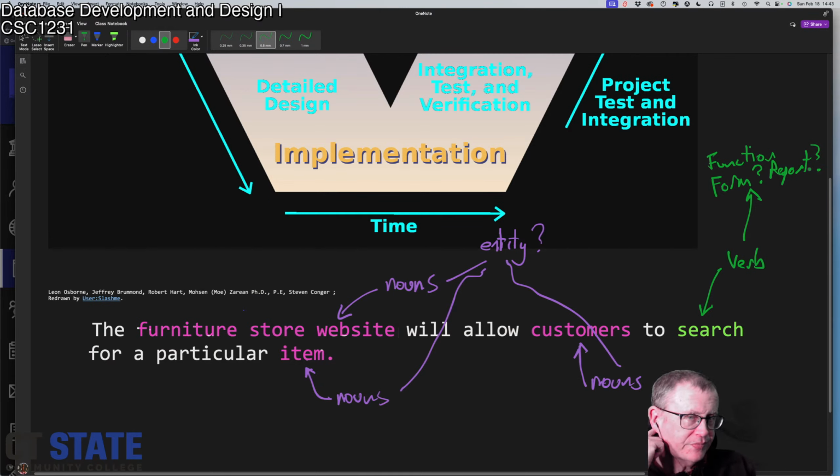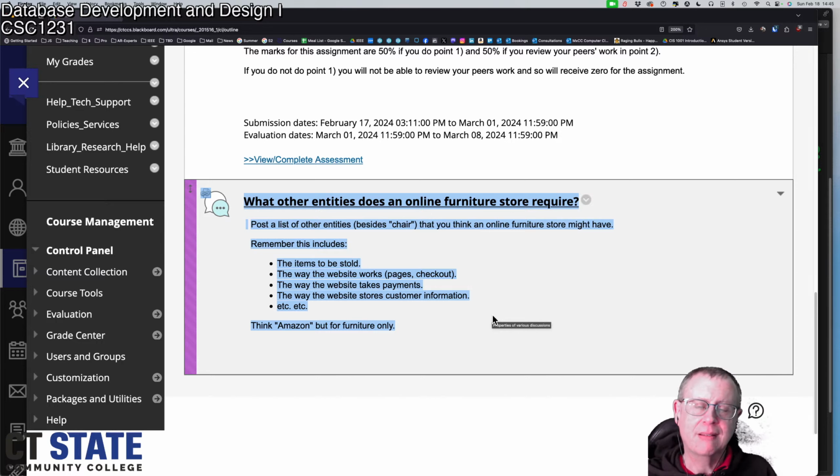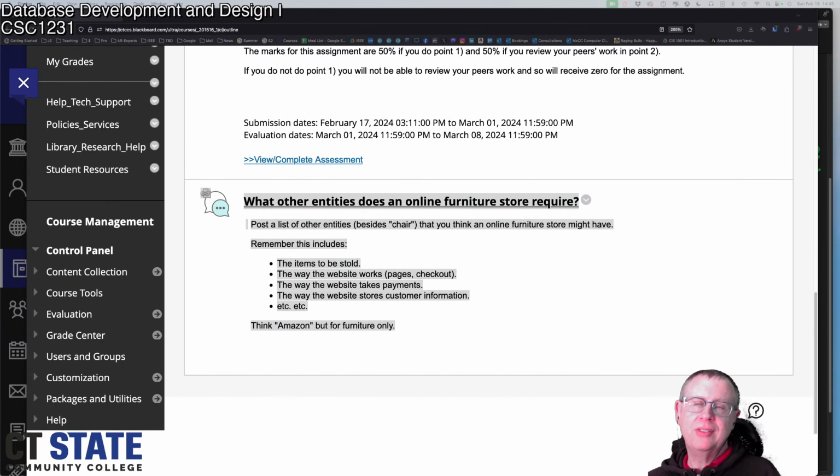But the aim of the discussion forum for now is to identify entities and/or attributes of those entities. Okay, that is it for now. I will be sending out my usual weekly summary email sometime shortly, and we'll see how we go.